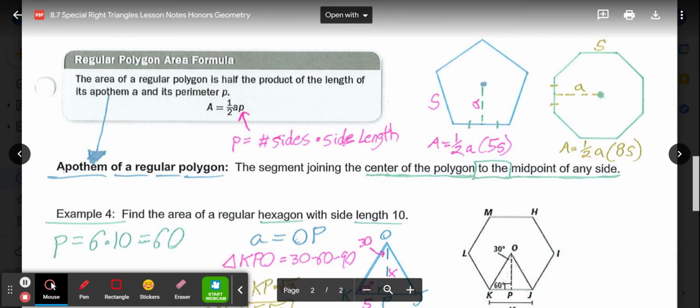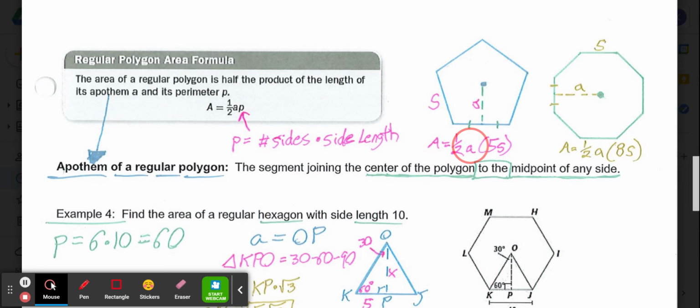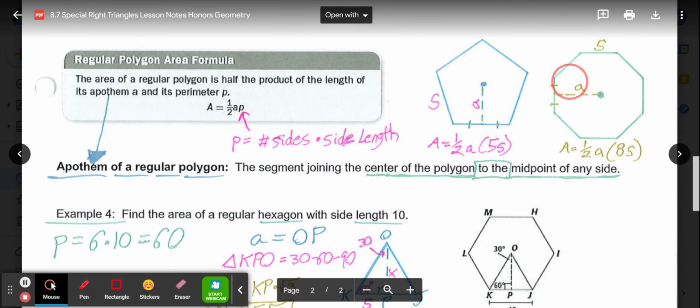So the regular polygon area formula would tell me if I had a regular pentagon, it'd be 1/2 multiplied by the length of that apothem multiplied by the perimeter, which would be 5s. Or if I'm dealing with a regular octagon, it'd be 1/2 multiplied by the apothem multiplied by the perimeter, which would simply be 8 times the side length.